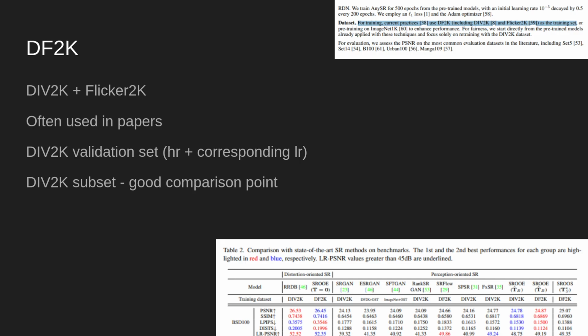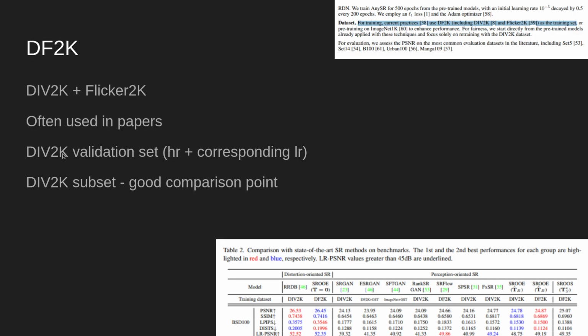And so I decided to take the DF2K. So that's a dataset that's often used in the papers. You can see it here and you can see it down here. That's often, they use DF2K. The DF2K is simply DIV2K and Flickr2K combined. I don't think I ever see Flickr2K used alone in a paper somewhere, but always as a DF2K dataset.